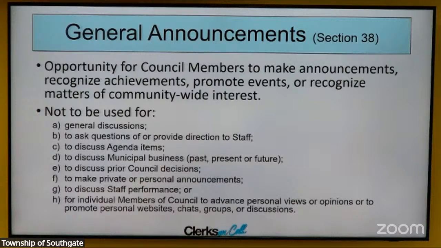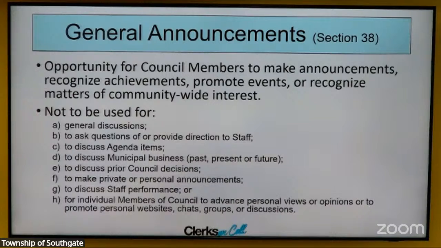This section also clarifies that general announcements should not be used for general discussions, to ask questions or to provide direction to staff, to discuss agenda items, to discuss municipal business, whether it's past business, present business, or future business, to discuss prior council decisions, to make private or personal announcements, to discuss staff performance, or for individual members to advance personal views or opinions, or to promote personal websites, chats, groups, or discussions.